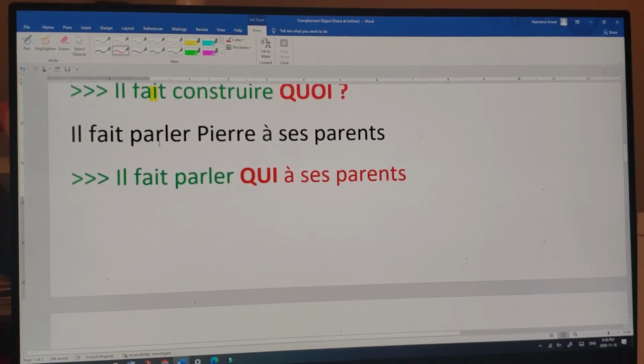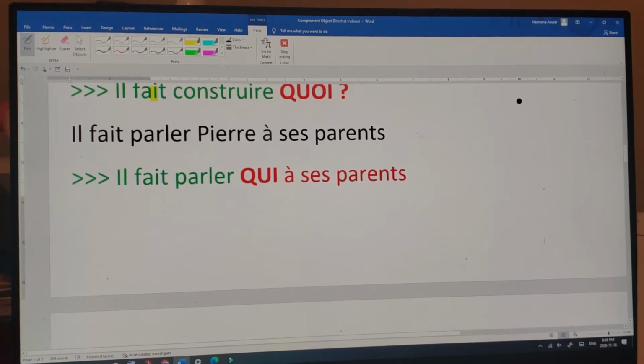Second example, il fait parler Pierre à ses parents. He made Peter talk to his parents. You want to find out whether Peter is a direct object or an indirect object. So il fait parler qui à ses parents? Who did he make talk to his parents? Qui is qui. Remember we said qui, not à qui. Since there is no preposition used, this is a direct object. So this Pierre will become a direct object.